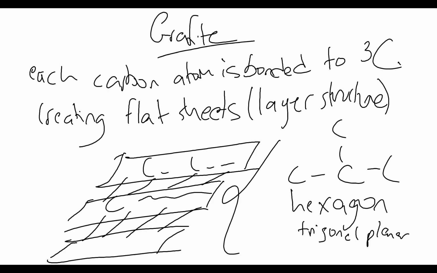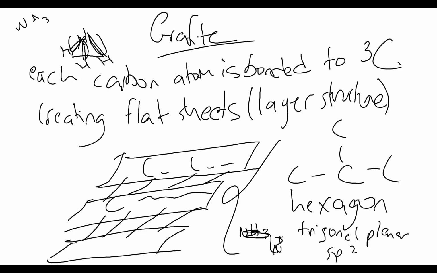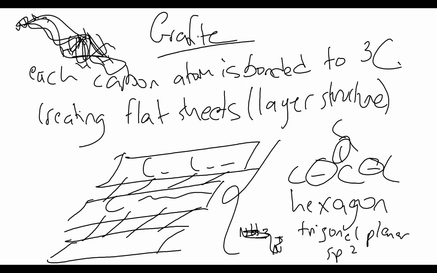Why sp2? Because if you remember NH3 looks like a triangle, with H, H, H. This is trigonal planar. Here it's the same: we have 3 bonds, 1, 2, 3, so this is also trigonal planar. Both of them are just made up of carbons. However, diamond is 1 carbon bonded to 4 carbons, and graphite is 1 carbon bonded to 3 carbons.